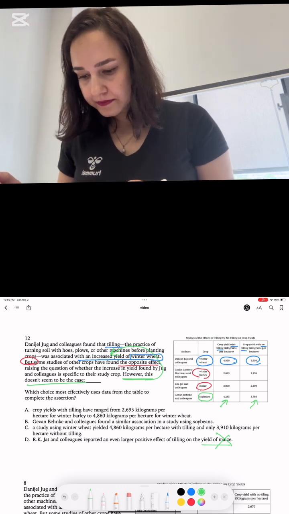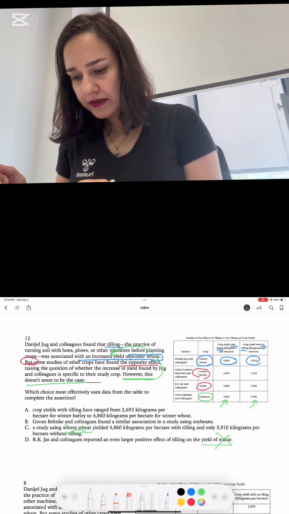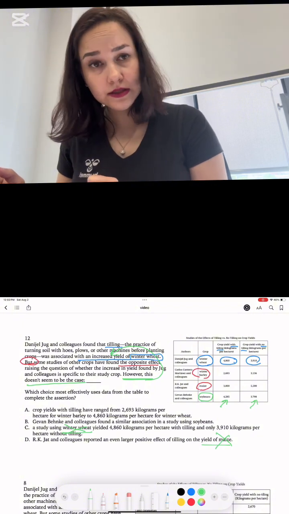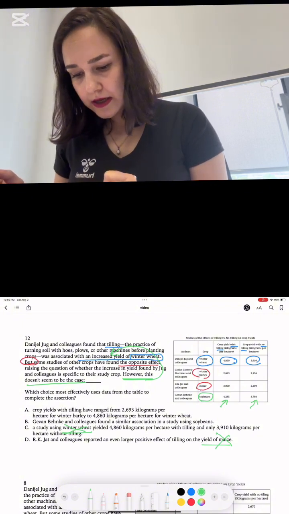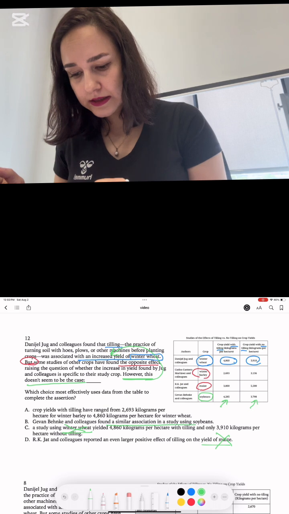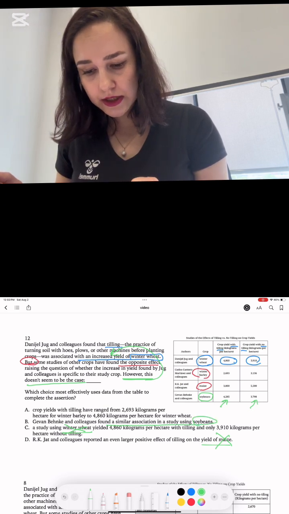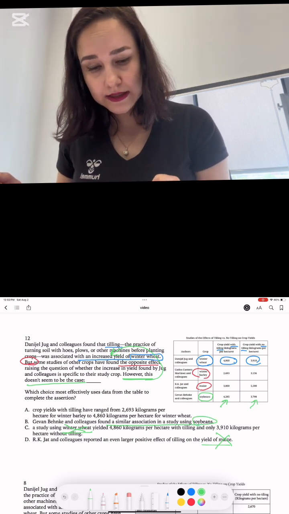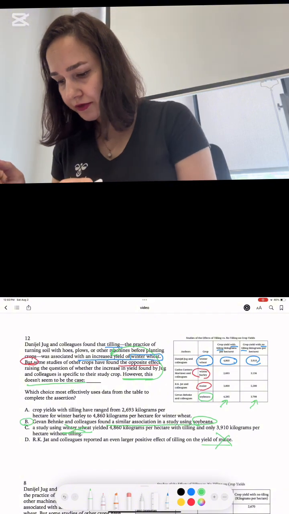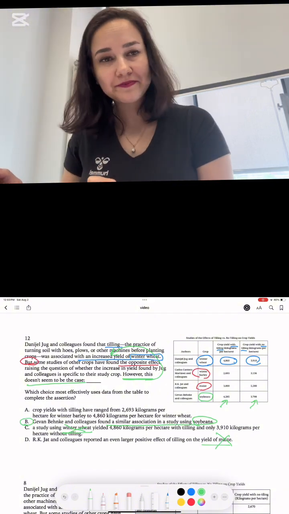Then again it said winter wheat. We don't need winter wheat again, we need something new in option C. B, yes, it said the same and similar association in a study using soybeans, as we found the same things in the table. So option B is the correct one.